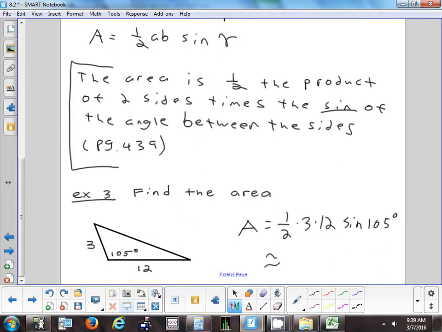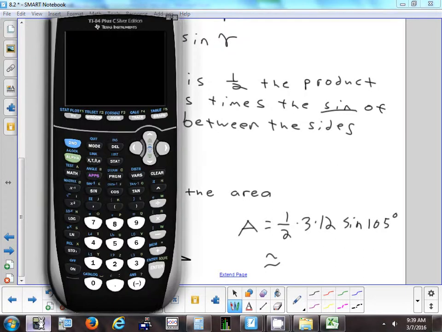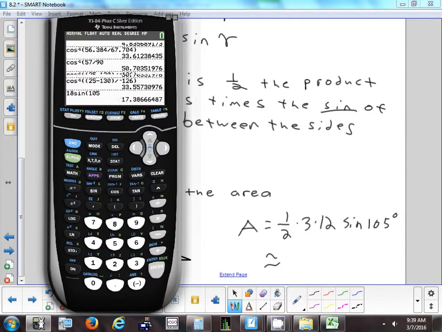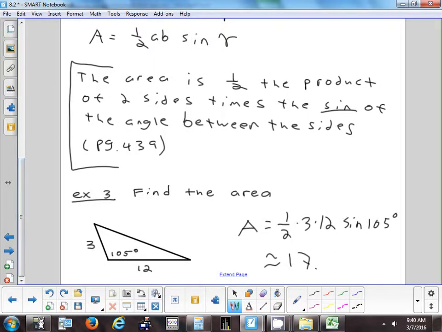As John said, 3 times 12 is 36. Half of that is 18. So I'm going to do 18 sine 105. The area is 17.387. We don't know the label, if it was inches or feet, but we know it's area, so just label it square units.